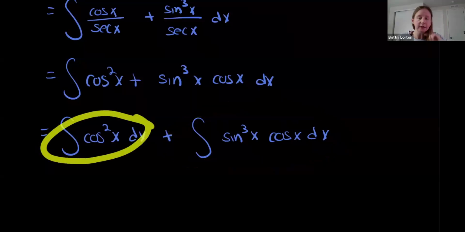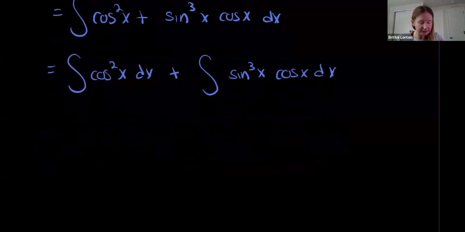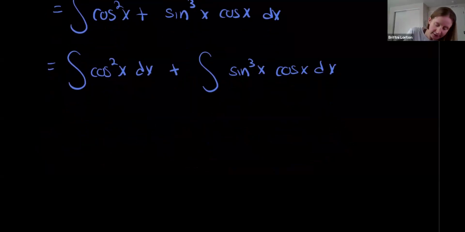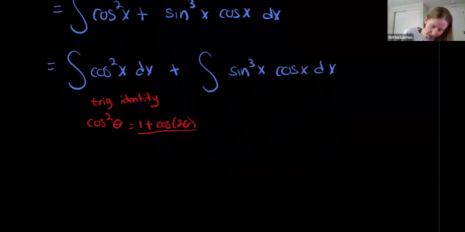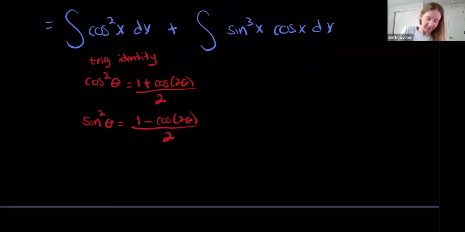This cosine squared is a little trickier, and we're going to do a lot of this semester, so this is worthwhile for us to remember. There are plenty of trig identities to remember. One of them in particular is cosine squared of theta is 1 plus cosine of 2 theta over 2. If that were a sine squared of theta, sine squared is 1 minus cosine of 2 theta divided by 2. All right, we got this.